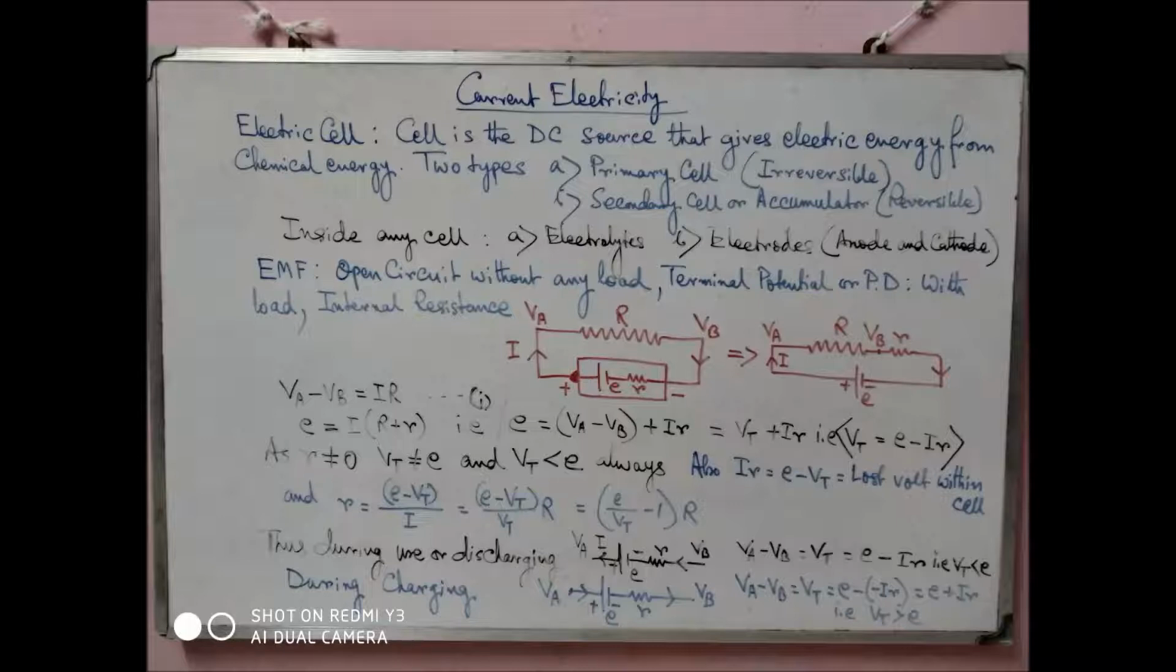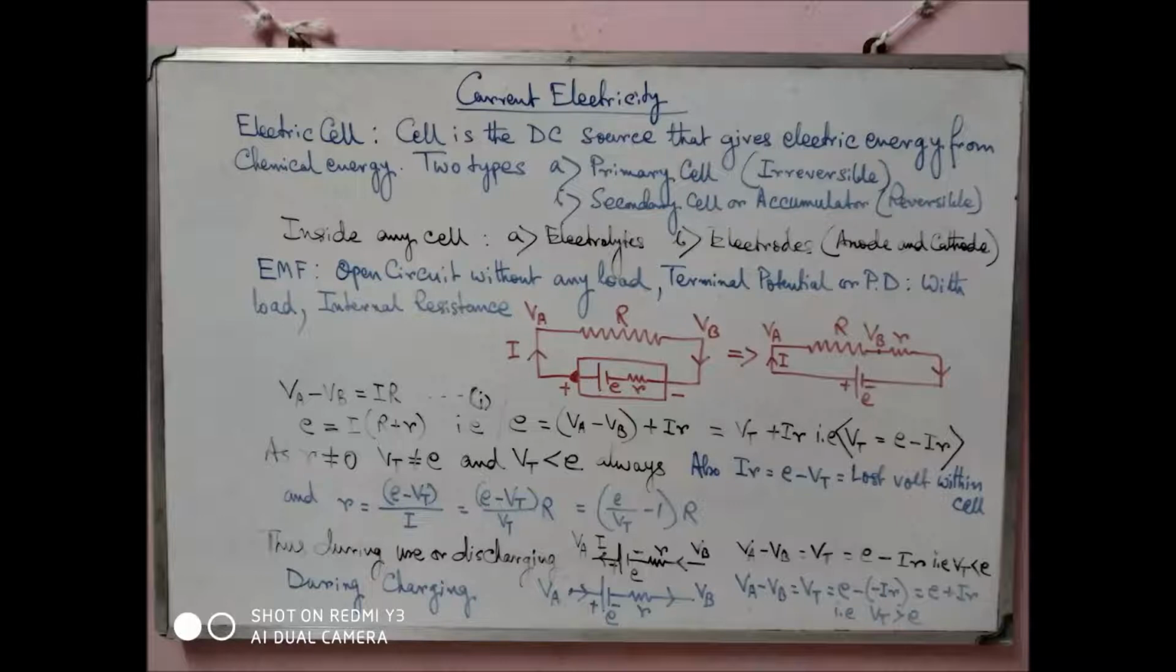So every conductor, electrolytes or semiconductor should have resistance. That means inside the cell there is a resistance, and that resistance is known as internal resistance. Why internal? Because inside, very easy to understand, inside the cell. Now the question is how this EMF, terminal potential, internal resistance are related.